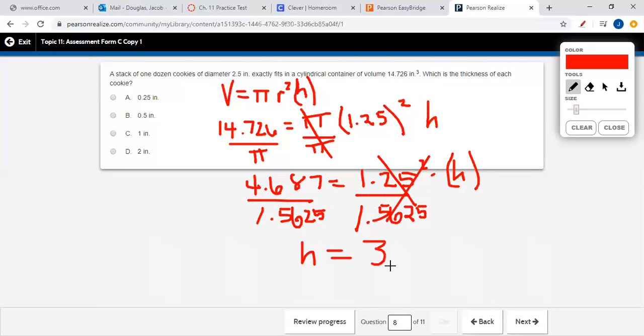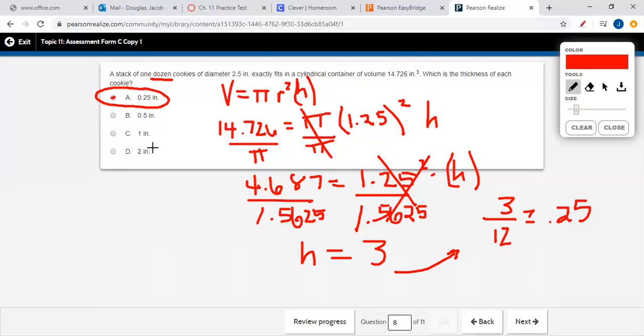If you just rounded this up, the height is simply equal to 3. Now, here is the other part to this. This question says that there is a dozen cookies. How many units are in a dozen of anything? A dozen means 12. So take 3 and divide it by 12. 3 divided by 12 is simply 0.25. That means each cookie is 0.25 inches thick, and 12 of them together would give us our stack of 3 inches tall. So this question happened to be answer choice A.